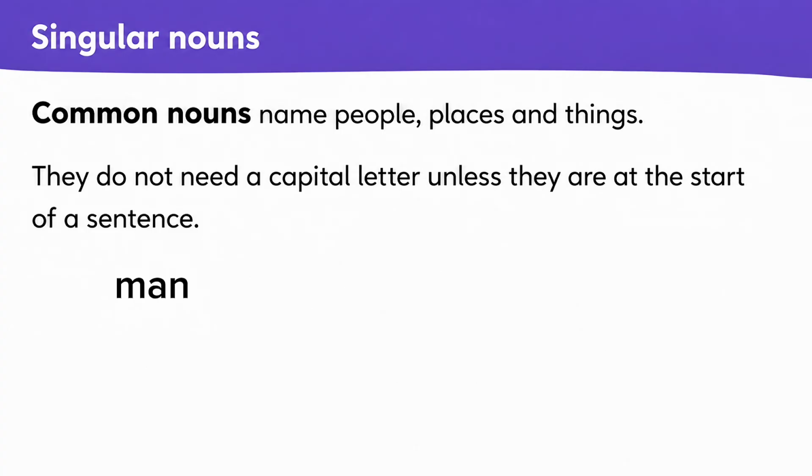Man. Now, a man is a common noun because it's not naming anything specific. The man walked along the road. School, school. School is a place that we can go, but it doesn't show here its specific name, which makes it a common noun. I love teaching at school. Table, table. I am working at a table right now. Now, my table doesn't have a specific name, which means it's a common noun.